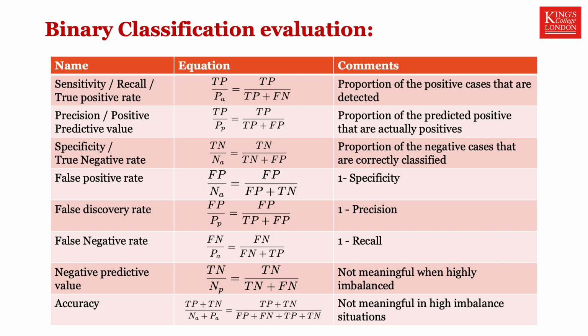And the something else is often the specificity, which is this time the proportion of the negative cases that are correctly classified, because you want as well not to miss any negative case. And that is defined as the number of true negatives divided by the number of true negatives plus false positives.